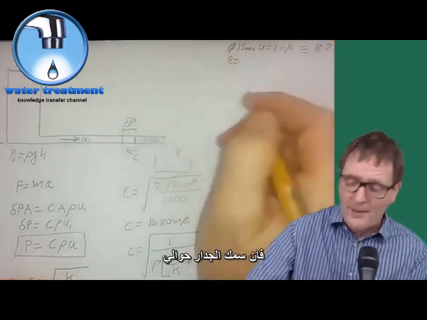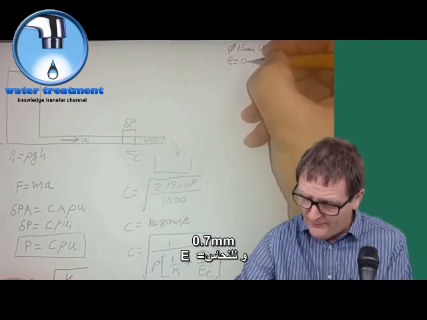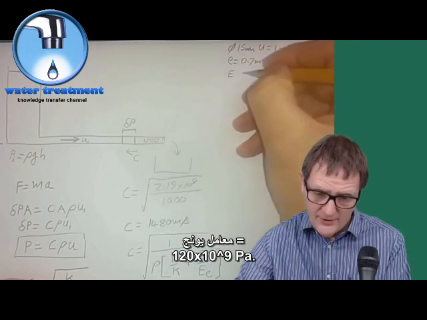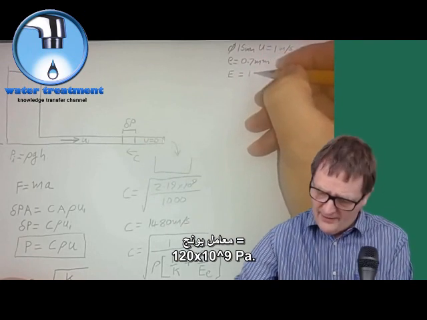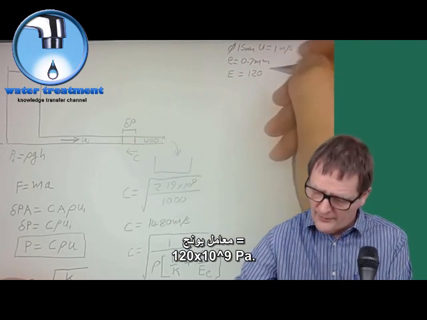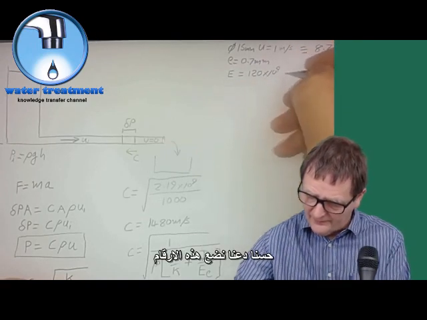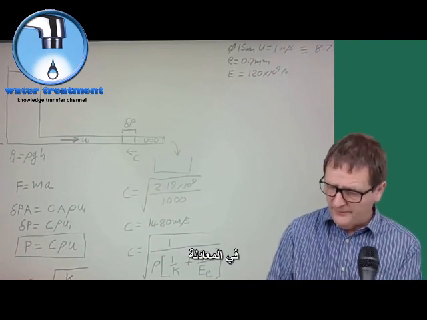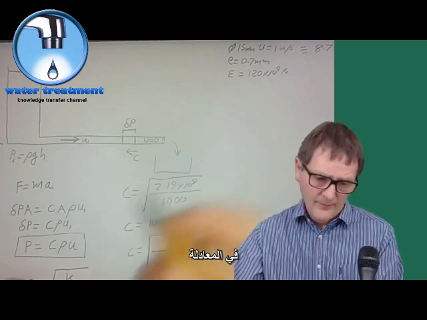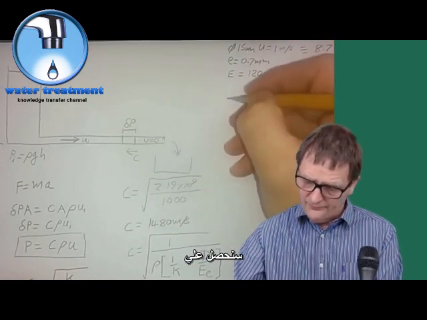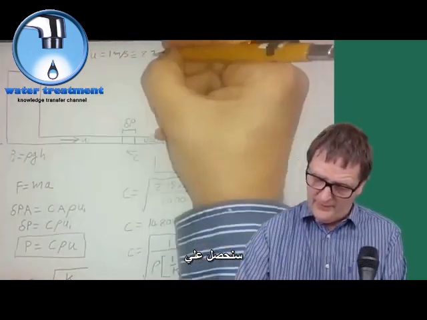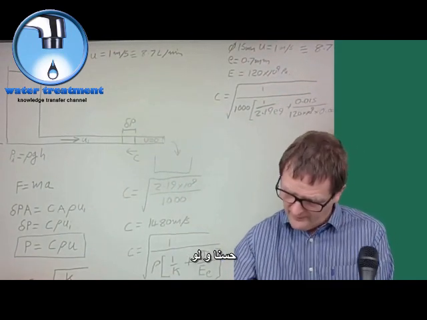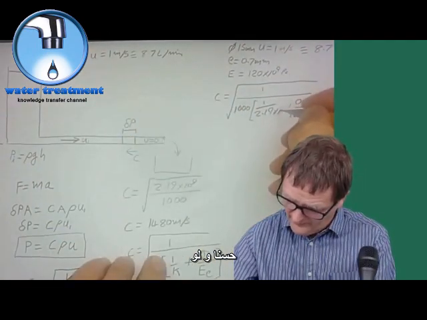So if we actually now put in some numbers for that, now for a copper pipe, a standard 15mm copper pipe, I believe the wall thickness is 0.7 millimeters, and for copper, E, Young's modulus, is 120 times 10 to the 9 pascals. Okay, so if I put those numbers into the equation, we'll get times 10 to the 9.